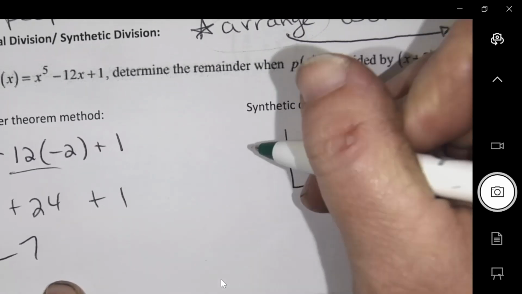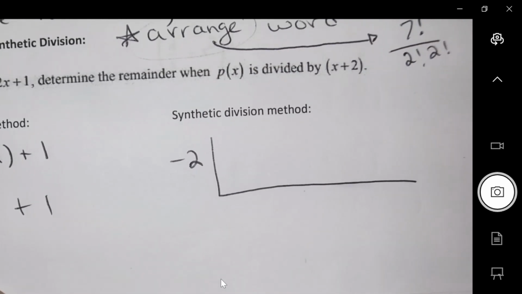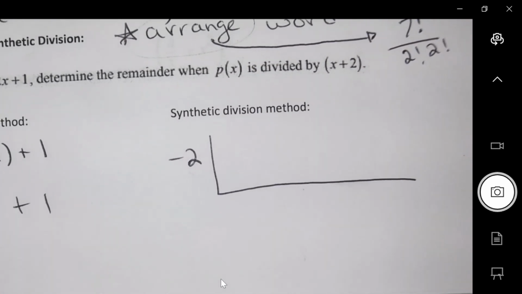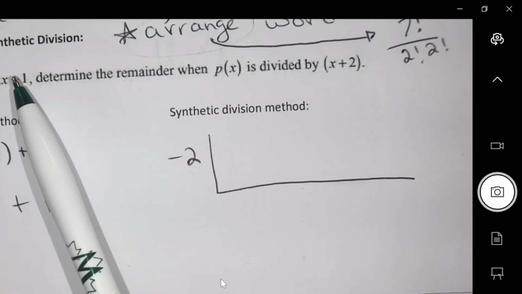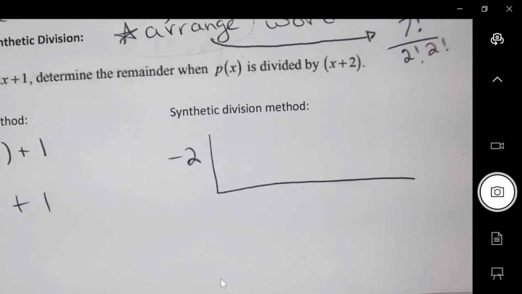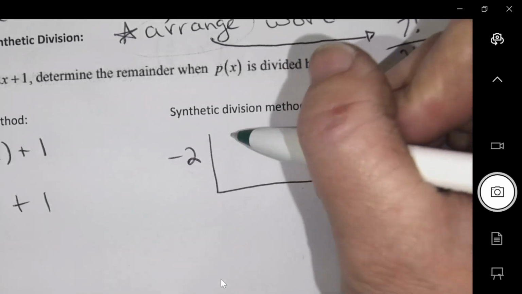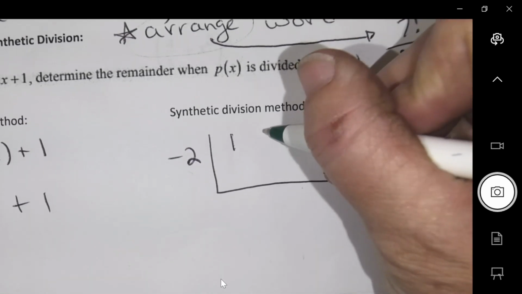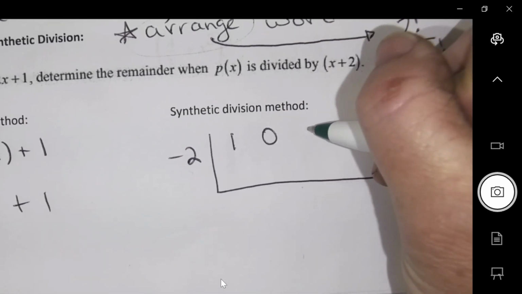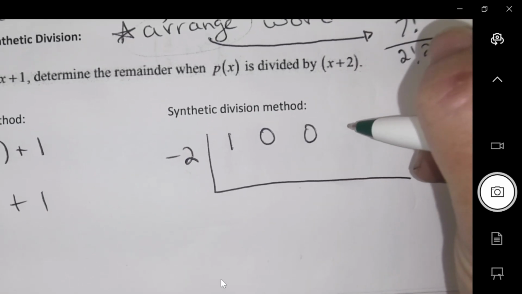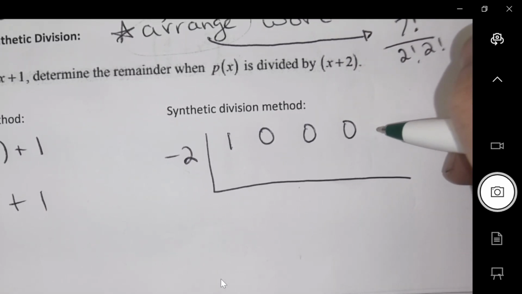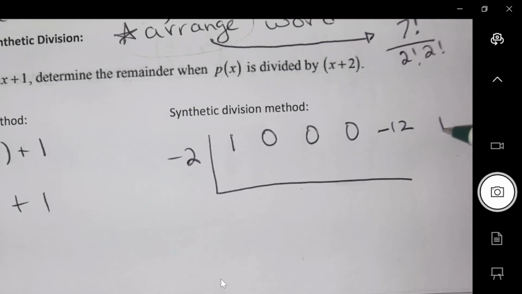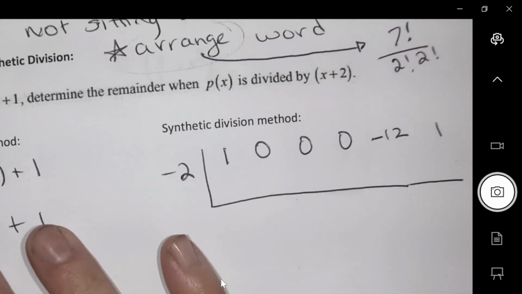Okay, synthetic division. I'm going to put the -2 on the outside. Okay, now you can look. Does this have any gaps in degrees? What do you think? Yes, a lot. So 1, because that's an x to the 5th. How many x to the 4ths? 0. How many cubes? 0. How many squareds? 0. How many x's? How many numbers? Okay, we had a lot of gaps.